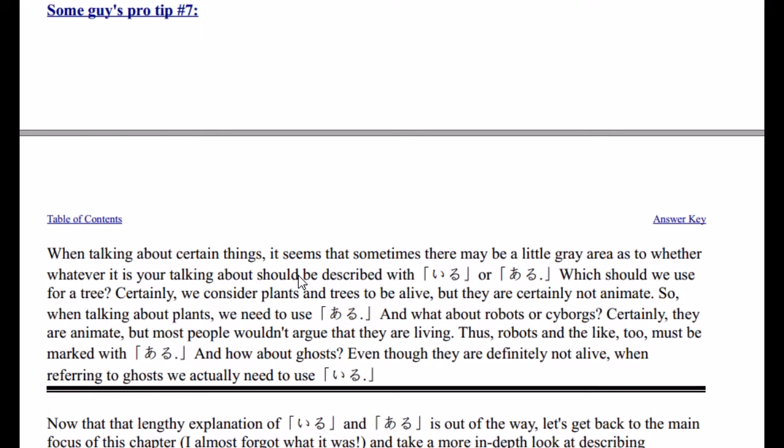I mentioned before that when we talk about certain things, we need to use iru if it's a living animate thing and aru if it's a non-living inanimate thing. But sometimes there might be a little gray area or a little confusing situation. For example, what about plants and trees? Certainly they are alive, but they're not animate. So when we're talking about plants and trees, we actually need to use aru to describe their locations. And how about robots and cyborgs? Well, certainly they are animate, but most people would not argue that they are living. So for robots and cyborgs and things like that, we also need to use aru.